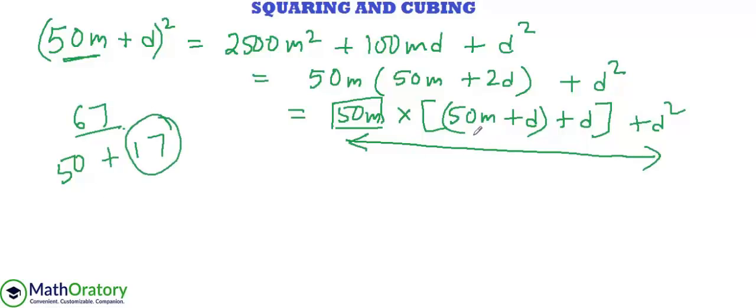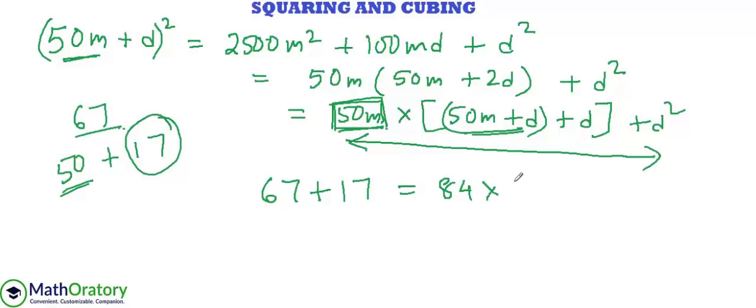So what we need to do is, if this 50m plus d is the number itself, the first step is to add the d, that is the deviation basically. So add the deviation of the number to the number itself. So 67 plus 17, that is 84. And then the next step is to multiply by the multiple of 50 from wherever you took the deviation from. You took, in this case, the deviation from 50. So you need to multiply by 50, right? And multiplying by 50 is basically multiplying by 100 and dividing by 2, isn't it?